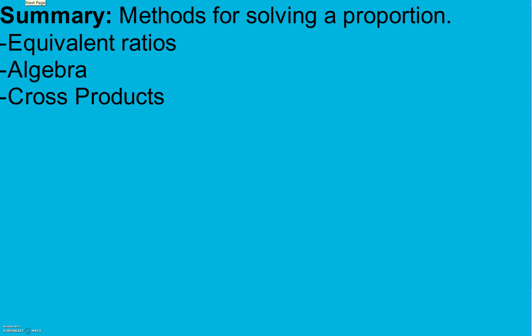Okay, last thing here in section 6.3 is just a summary of the methods we've used for solving a proportion. We used equivalent ratios, where we looked and saw, can we go from our complete fraction to our incomplete fraction by multiplying by a number or dividing by a number. Then we used algebra, where our variable was in the numerator, and it was being divided, so to get rid of division, we multiplied both sides by our denominator. And then the last way here is with cross products. And that's all for section 6.3.